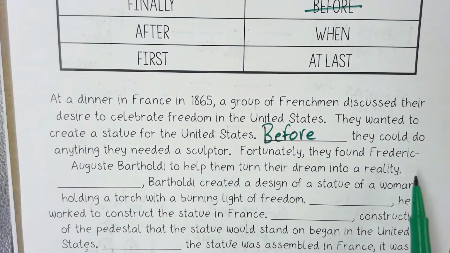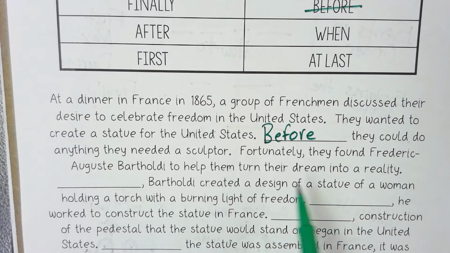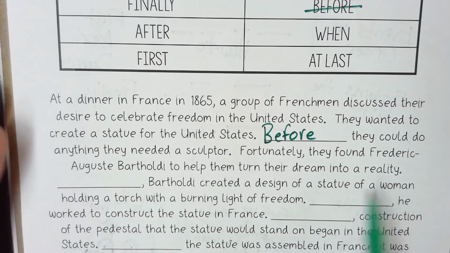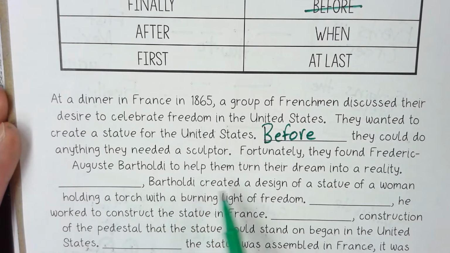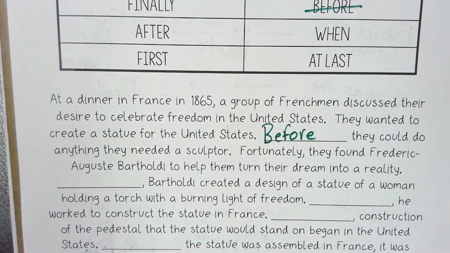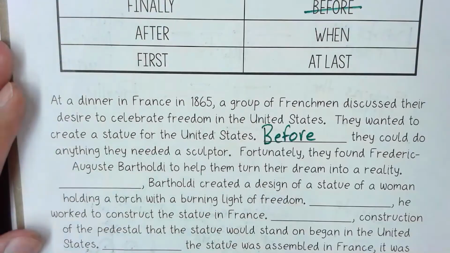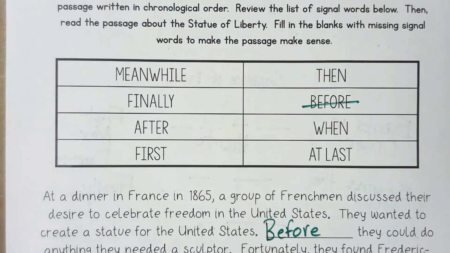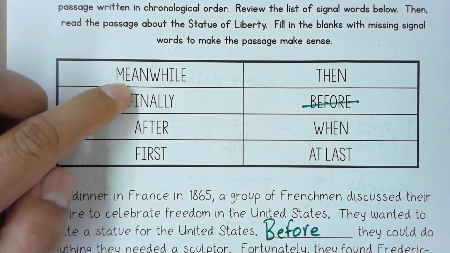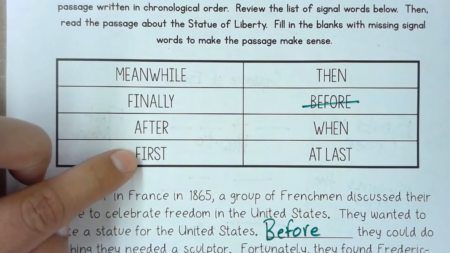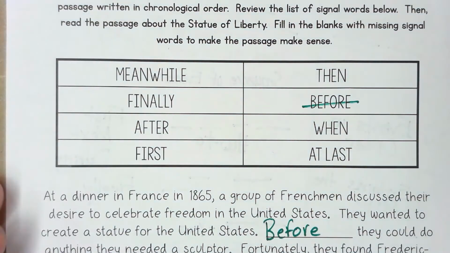Fortunately, they found Frederick August Bartholdi to help them turn their dream into a reality. Blank Bartholdi created a design of a statue of a woman holding a torch with a burning light of freedom. Now, it looks like we're following events in order. So which of these signal words signifies that it's the beginning of these events? Meanwhile, finally, after, or first, then, when, at last.